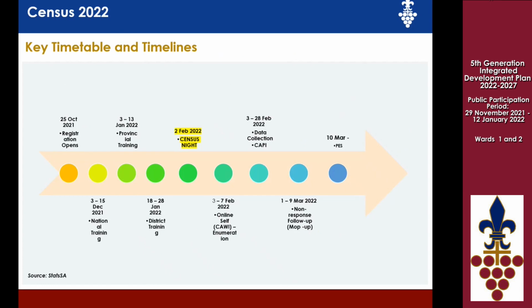In the process, the timeline and timetable, it has already started off with the registration opening, and then from the 3rd to the 15th of December 2021, national training will be done. From the 3rd to the 13th of January next year, provincial training will be done, and from the 18th to the 28th of January, the district training will be done. Then on the 2nd of February 2022 will be census night. Thereafter, on the 3rd to the 7th of February 2022, online enumeration will happen. From 3 to 28 February, data collection will be done, and then from 1 to 9 March 2022, a non-responsive follow-up or mop-up will be done, and then it looks like it will be finalized on the 10th of March.